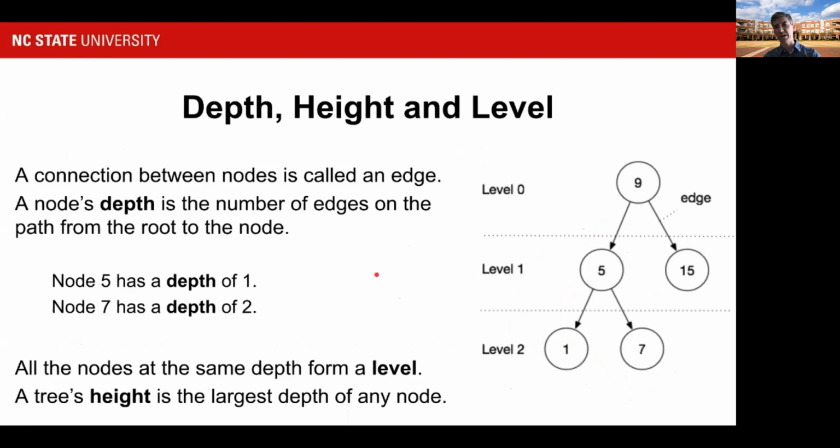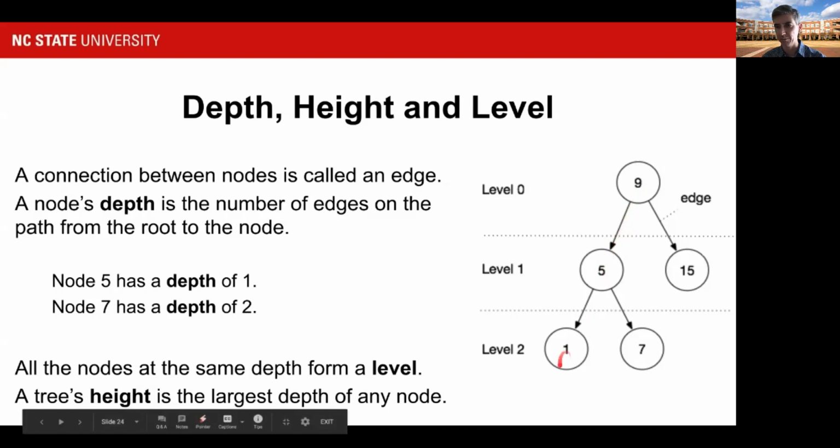Okay, and then a couple of other concepts that we're going to use a lot when we talk about trees are depth, height, and level. A connection between nodes, I'm just going to informally call an edge. So if 9 is connected to 5, then there's an edge between 9 and 5. If I want to know how deep a node is, I'm just going to count the number of edges between the root and that node. So the number of edges between 9 and 5 is 1. That means the depth of node 5 is 1, because I had to cross over one edge, whereas the depth of node 1 is 2.